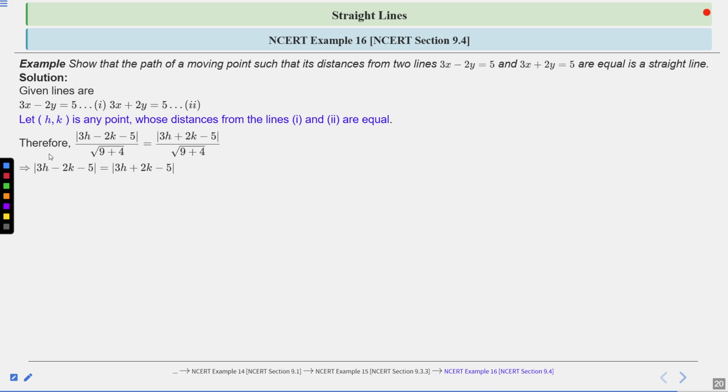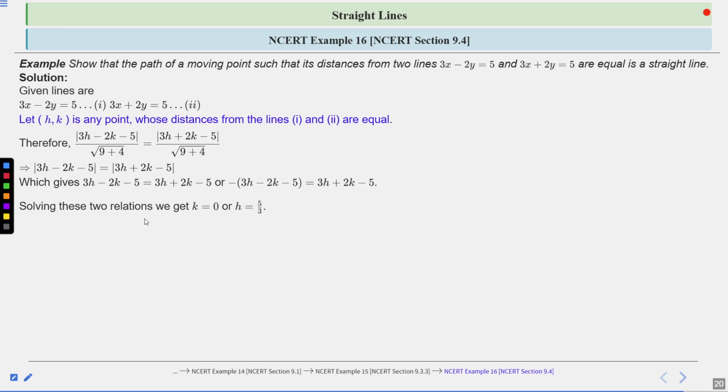Now further simplifying, this gives us 3h minus 2k minus 5 equal to 3h plus 2k minus 5, or minus of (3h minus 2k minus 5) equal to 3h plus 2k minus 5. So we obtain either this equation or this equation. Now solving these two relations, we get the values of k and h. By solving the above two equations, we get k equal to 0 and h equal to 5 by 3.